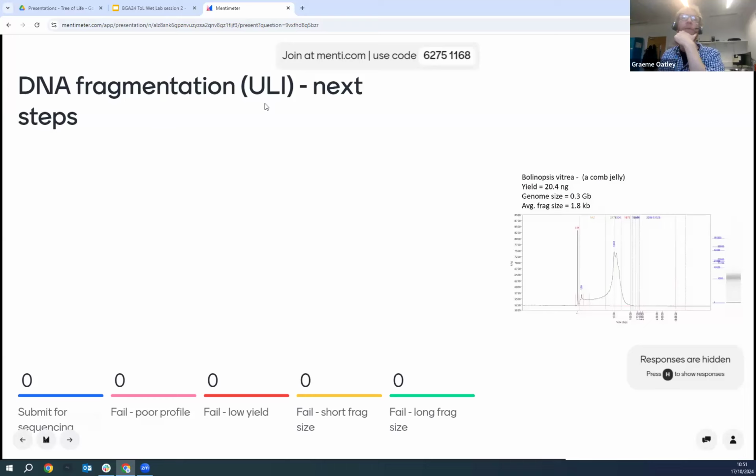Here we have an ultra low input sample. This is a comb jelly. The yield is 20 nanograms, the genome size 0.3, and the average fragment size 1.8.